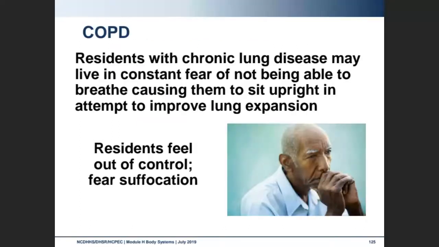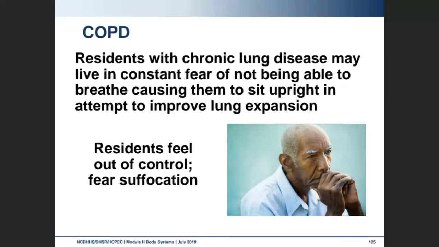When the lungs do not get enough oxygen, it is going to eventually affect all body systems, right? Because all of our body systems, all of our cells need oxygen. And where that oxygen and gas exchange happens is in the lungs. So residents with chronic lung disease may live in constant fear of not being able to breathe. You're going to see these people often having to sit up. They can't even lie back or lay down to sleep. They have decreased appetite. They don't sleep well, which leads to further weakness, poorer health. They feel out of control, and they fear suffocation.